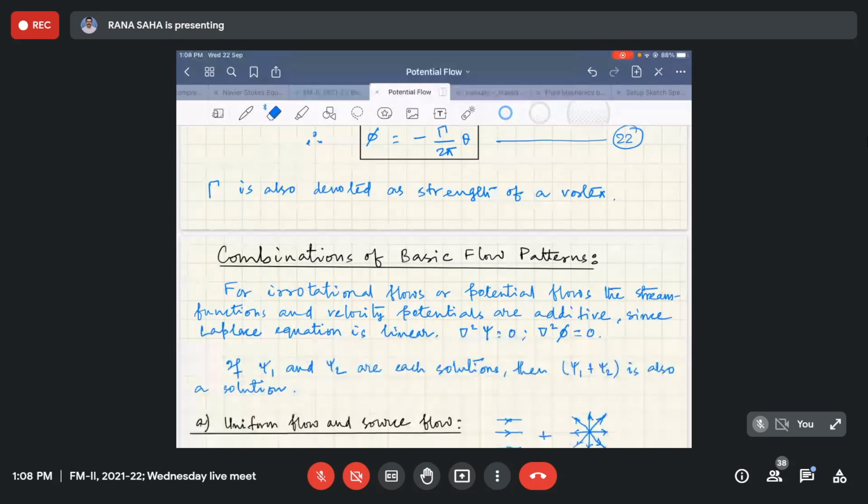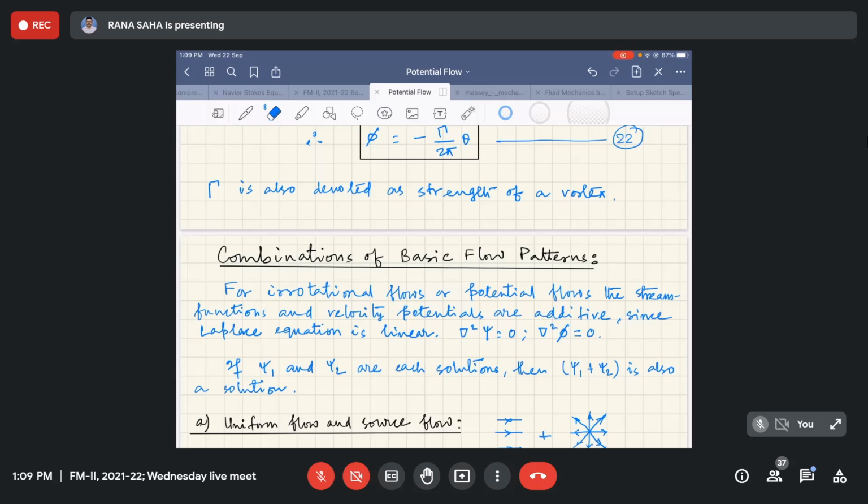So, a combination pattern. The main objective, if you have gone through all these combinations, you will find there is a similarity. The main thing is that after combination, we obtained a combined stream function, and then we tried to find out a point that is known as the stagnation point.